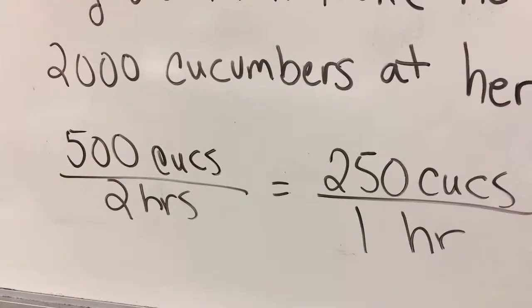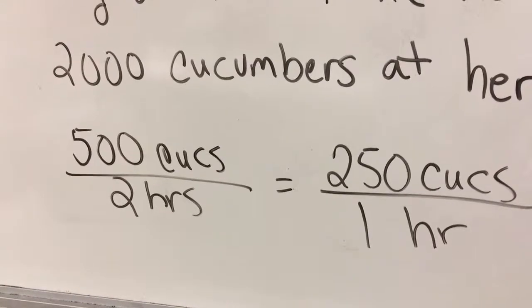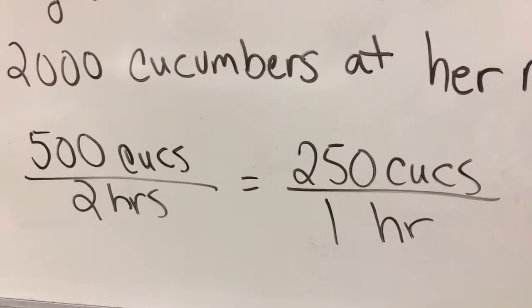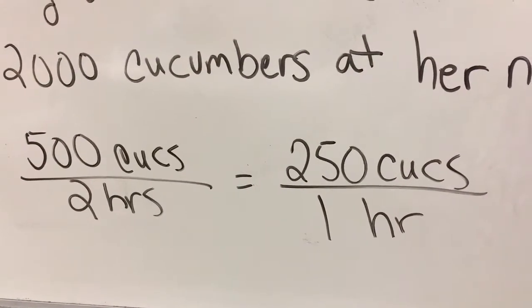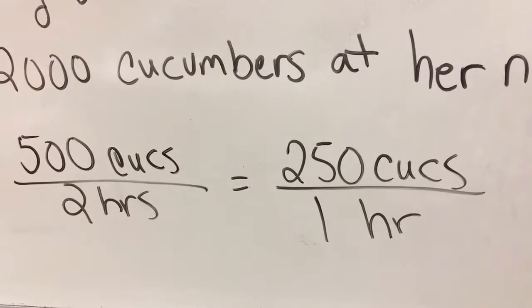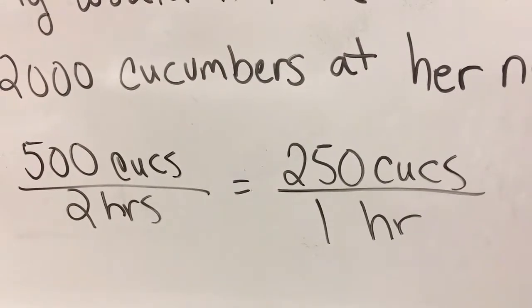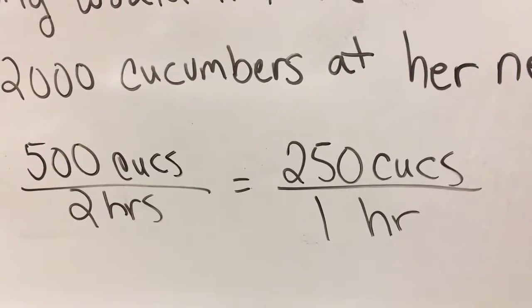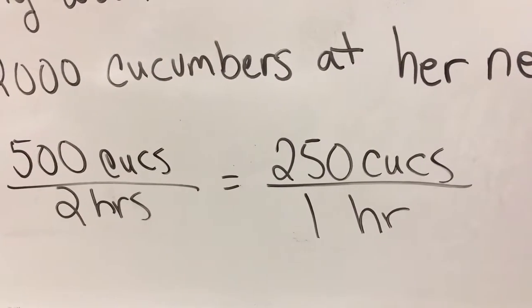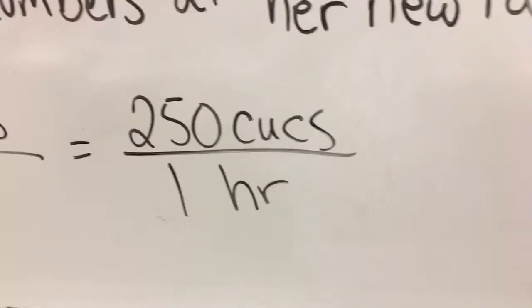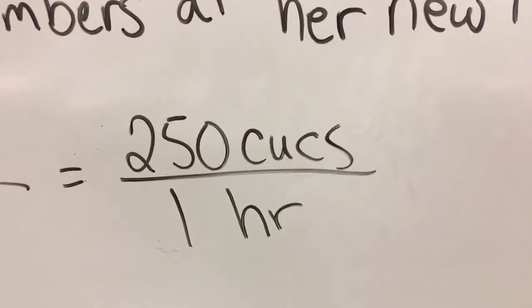Okay, so Margaret started at 500 cukes per 2 hours. Which, if we divide the top and the bottom by two, we get 500 divided by 2 is 250 cucumbers, and 2 hours divided by 2 is 1 hour. So this is her starting rate simplified.